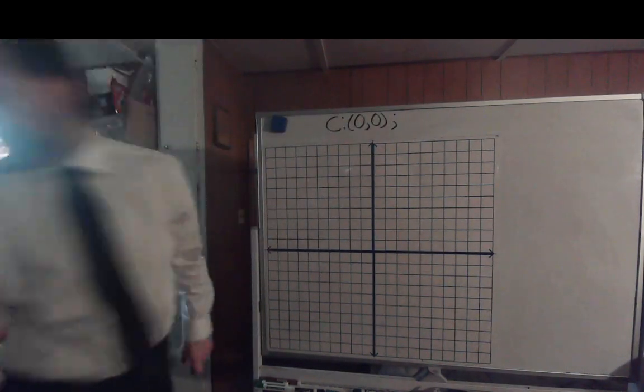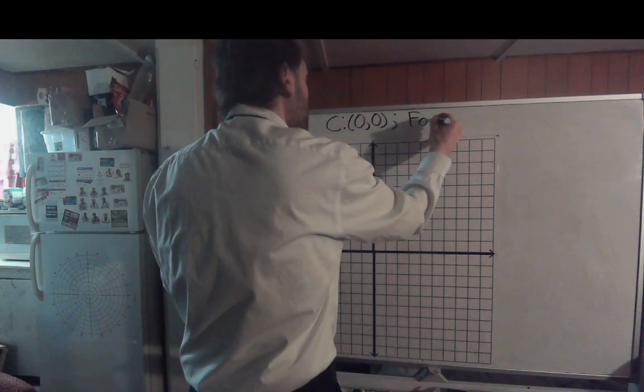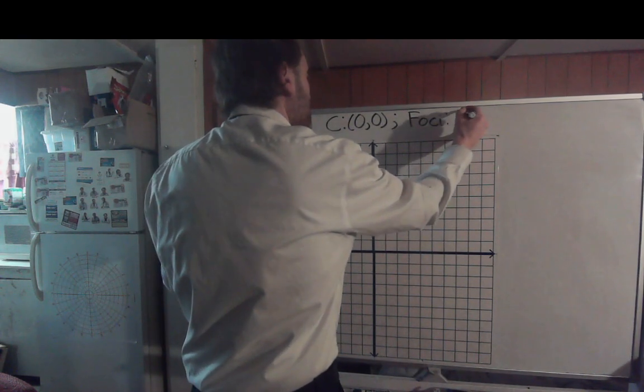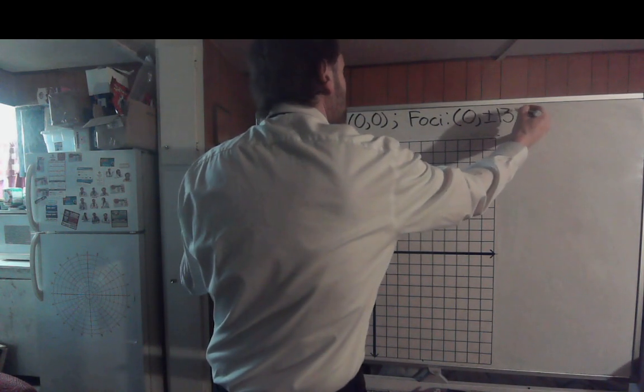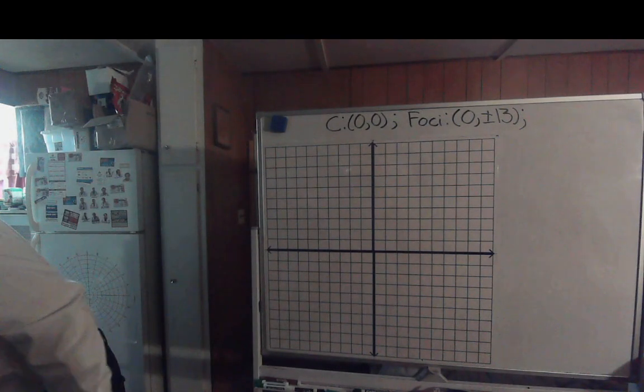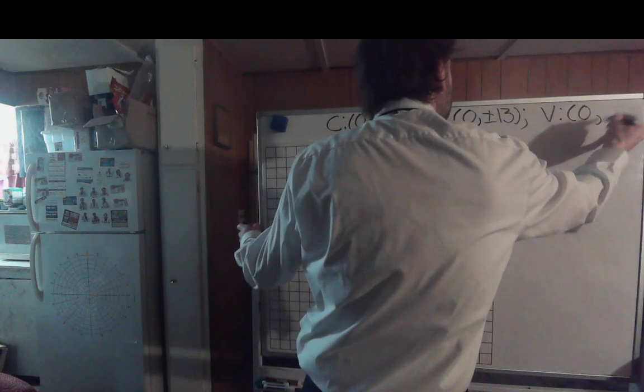Now, what else do they give us? The foci are at 0, plus and minus 13. Your vertices are at 0, plus and minus 5.